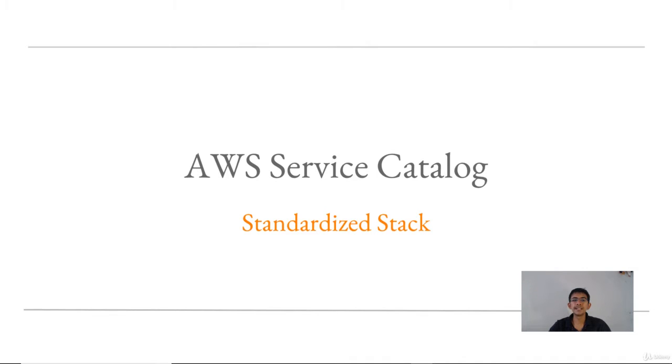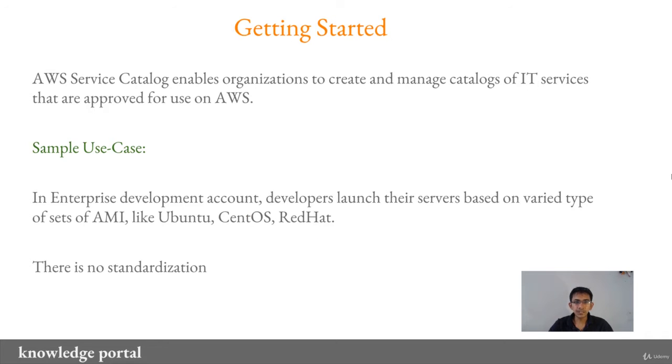In today's video we'll be discussing the AWS Service Catalog. Now AWS Service Catalog, in definitive terms, basically enables the organization to create and manage a catalog of IT services that are approved for use on AWS. This can be better understood with a sample use case.